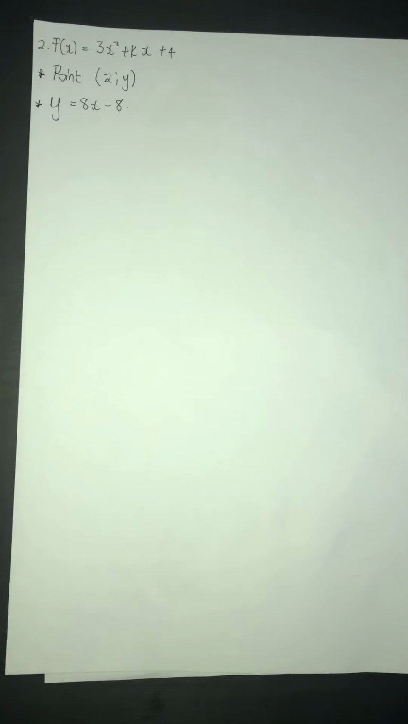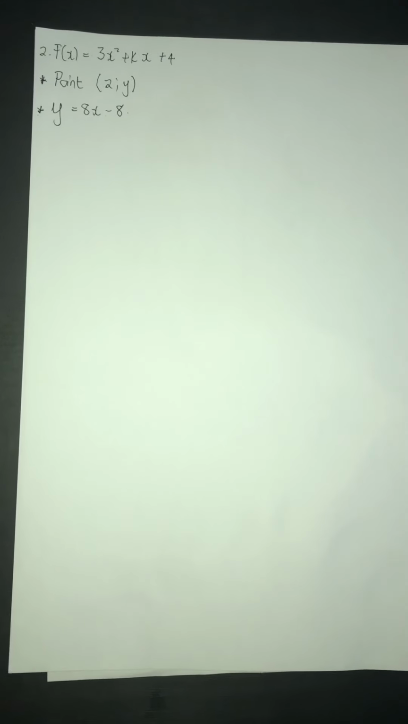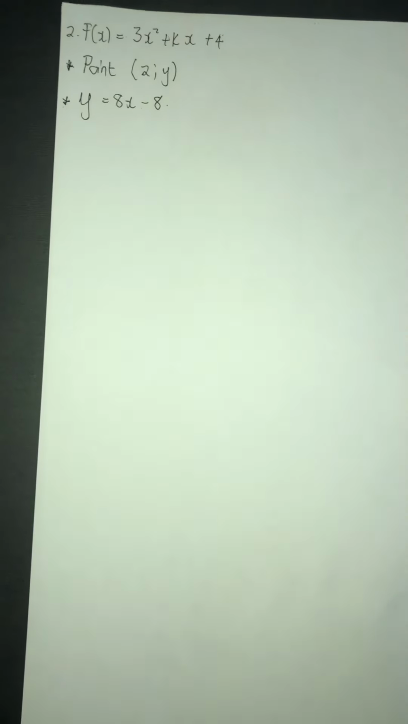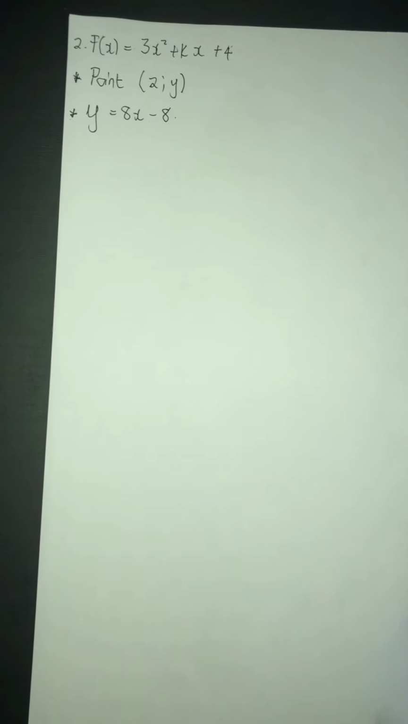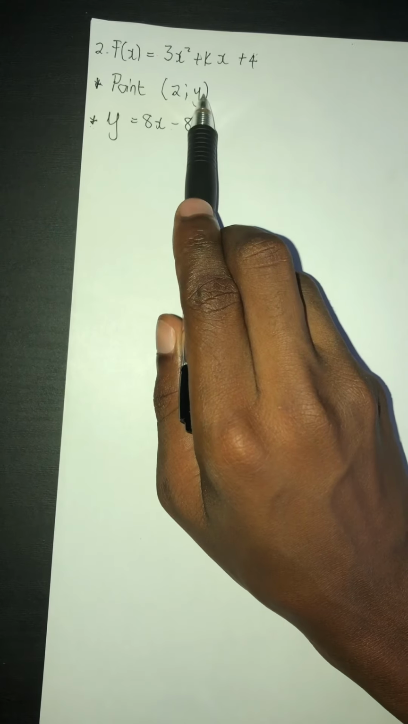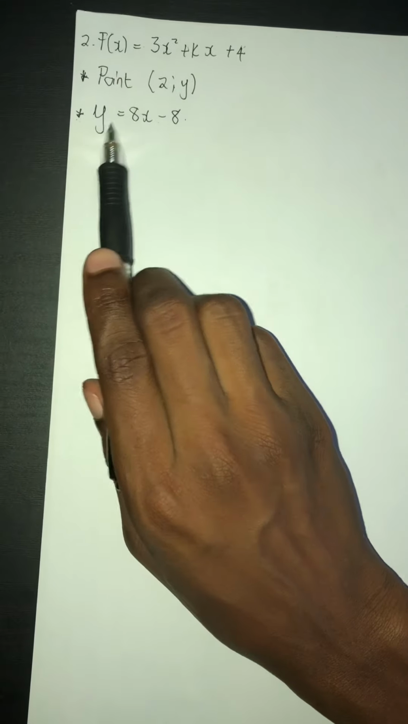Okay, so number 2, they say determine the value of k for which the equation of the tangent to f of x is equals to 3x squared plus kx plus 4, which is this one, at point 2 and y. This is where the tangent is happening, at point 2 and y. And then the equation of the tangent is this one.